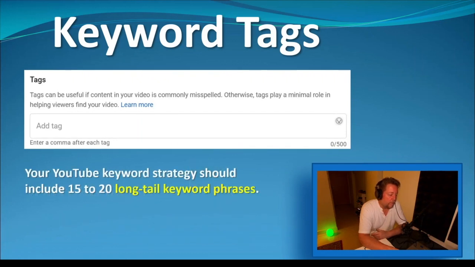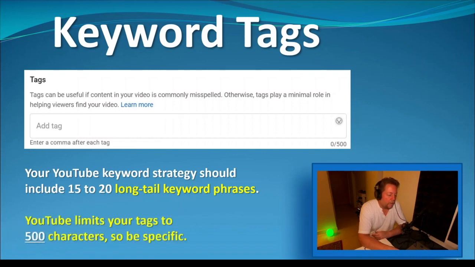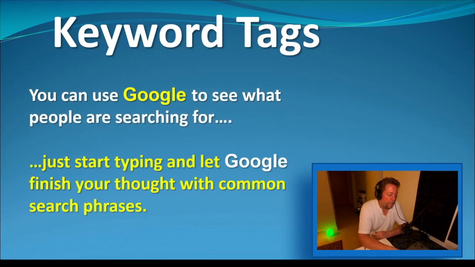So this says, as I said, your YouTube keyword strategy should include 15 to 20 long tail phrases. 20 is a little high usually, but long tail phrases, okay? And you're limited to 500 characters, so we have to be very specific. The more specific, the better you will be, because I'm going to show you how to find out the best phrases. All right, so there are different ways to get ideas for keywords and keyword phrases.